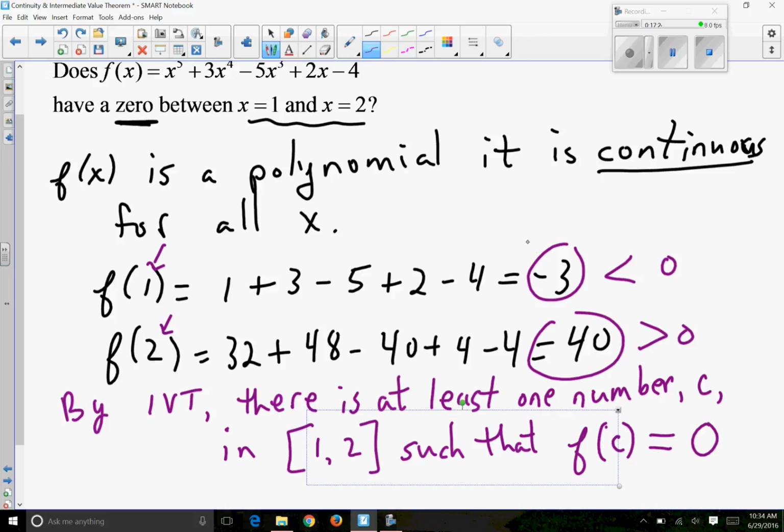f of 1 is below 0. f of 2 is above 0. There has to be some number between 1 and 2 where f of that number is 0.